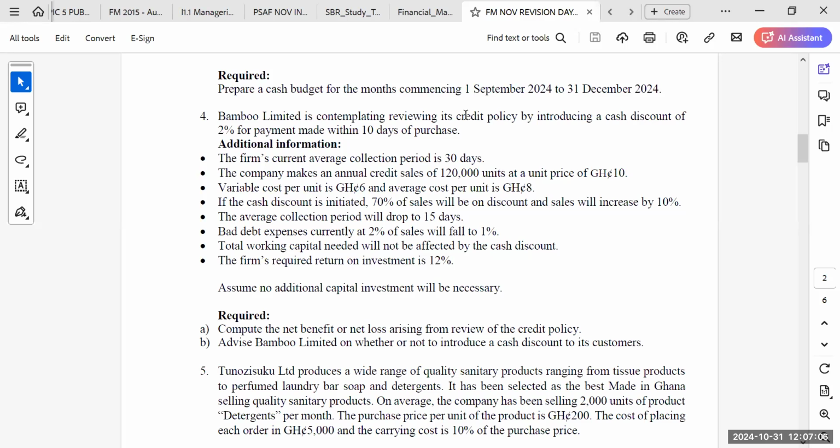What are they trying to tell you over here? What can you make out of this particular statement? The third one: variable cost per unit is 6 cities and average cost per unit is 8 cities. What can you make out of this note? It's a very important statement.